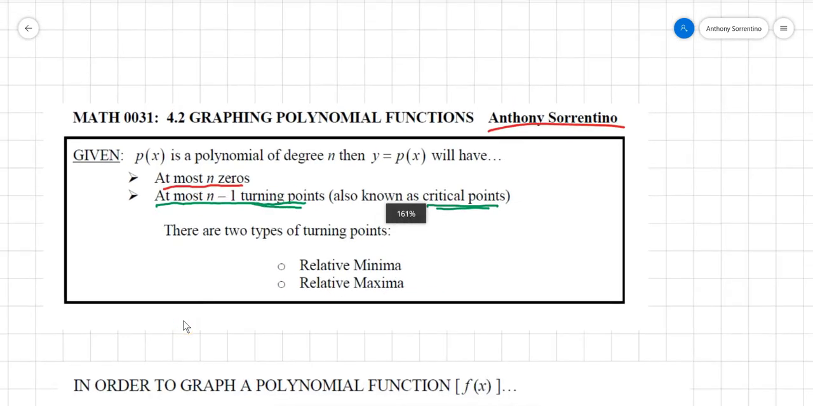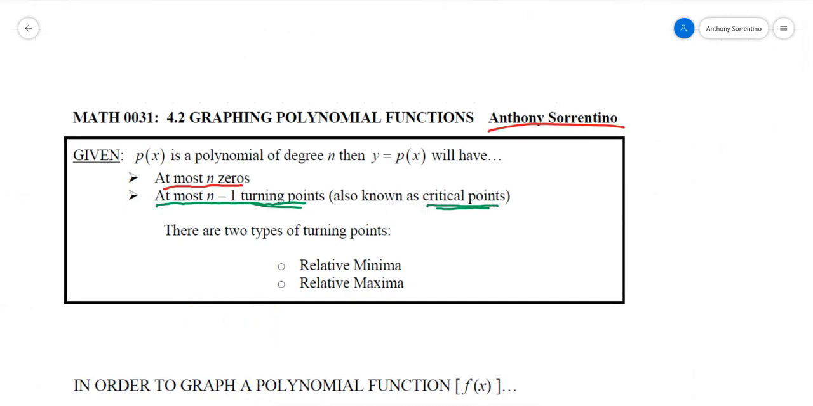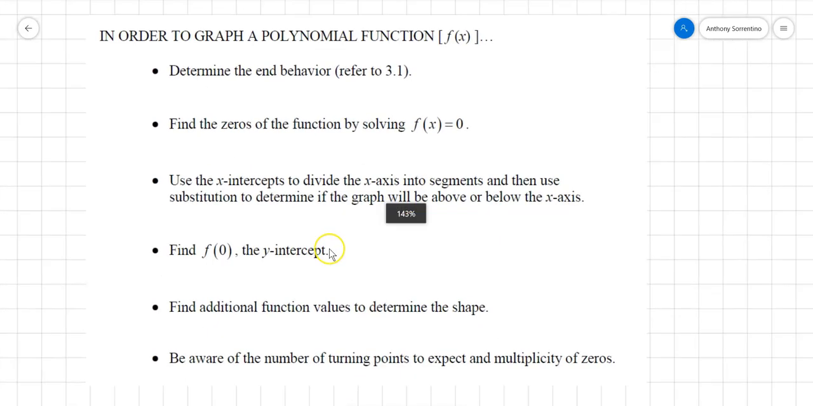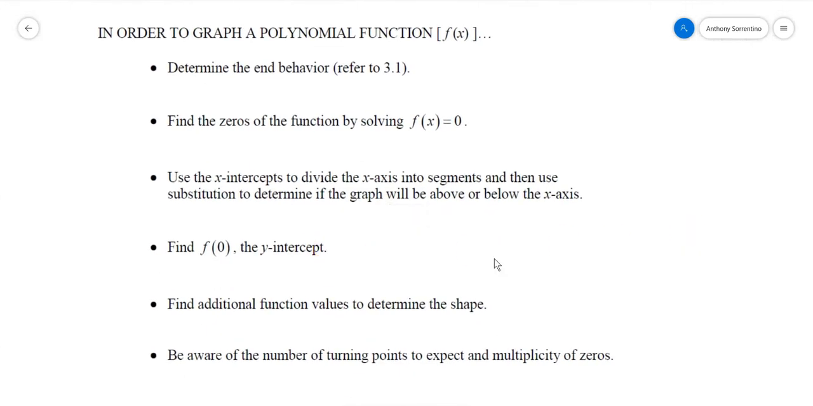So when you graph a polynomial function, the following is the procedure that we're going to tend to focus our attention on. In order to graph a polynomial function, we first want to determine the end behavior like we did in the previous one. That says 3, 1. It should really say 4, 1. The next is to find the zeros of the function. This can be somewhat daunting, and we haven't by this point talked about all the ways of doing this yet.